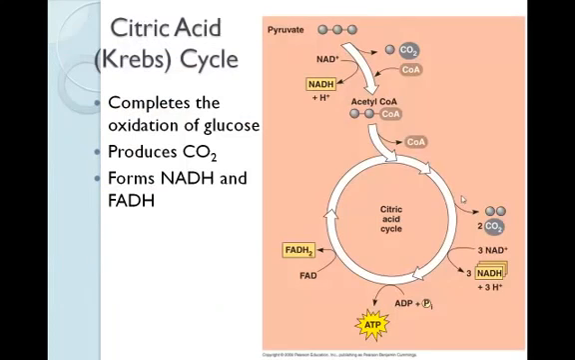This diagram shows an overview of the citric acid cycle, also called the Krebs cycle. This pathway completes the oxidation that we started in glycolysis. It produces carbon dioxide and it forms many molecules of NADH and FADH. These are important to keep track of since they will eventually transfer their hydrogens onto the electron transport chain. That process will generate many ATP, and we want to keep track of all the ATP that we can form.